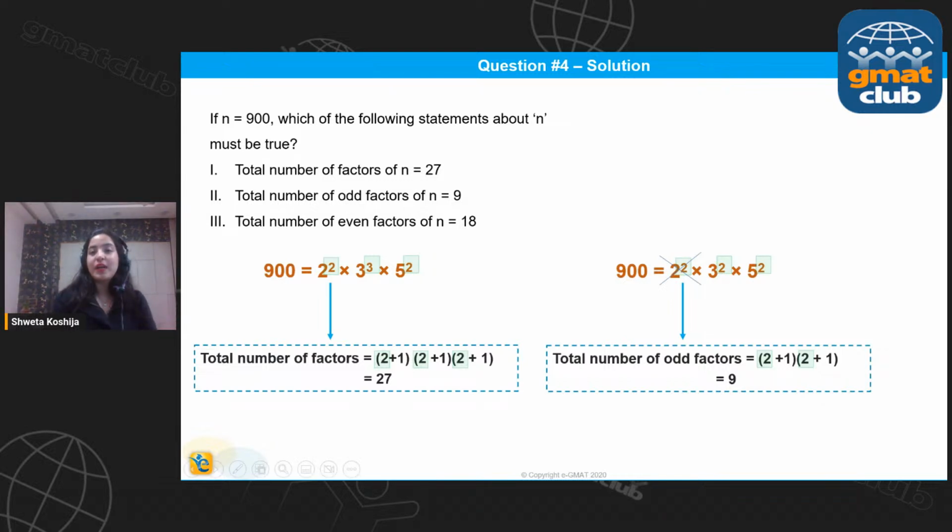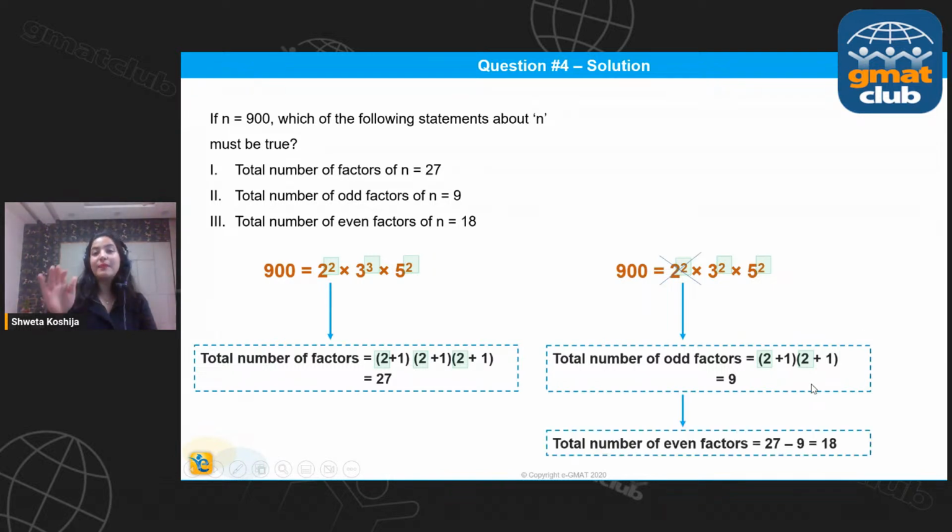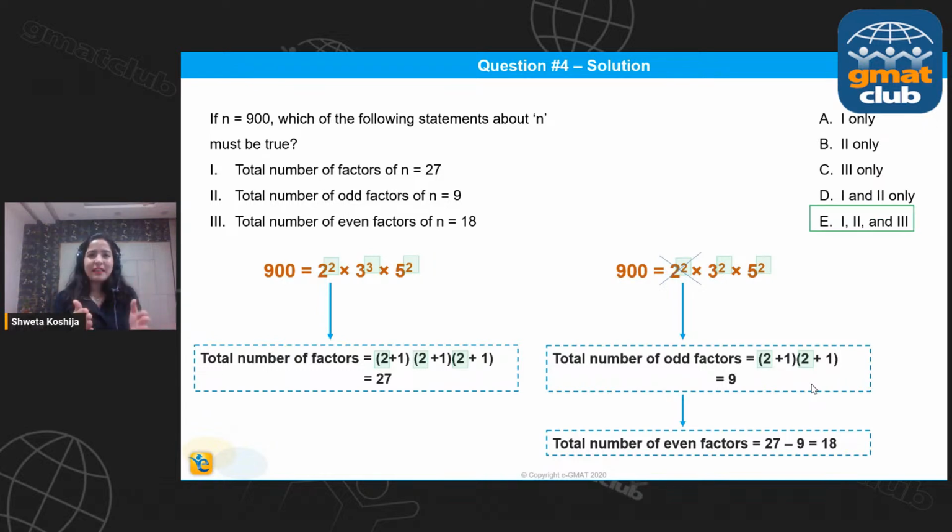Good. So, since I know the total number of factors and I also know the odd factors, even factors are just going to be the rest of them. So, 27 minus 9, 18. And now, when I just read my three statements, I can see that all three of them are true and I am done. That's it. No formula needed. Anushka says we need a third formula. Now, do you understand we never needed a third formula?